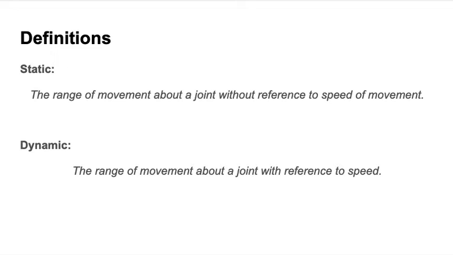So if you think of a 110 meter high hurdler, they need to perform the splits in the air, but do it very, very quickly. Or maybe a dancer doing a split leap, or a gymnast doing an aerial split movement. So there's a need for good range of flexibility, but also they need to do it quickly.